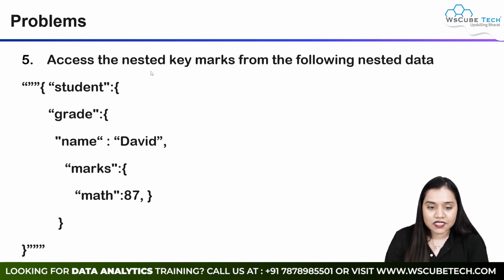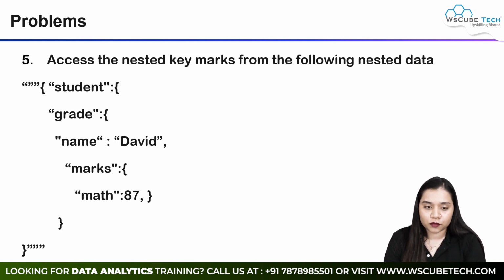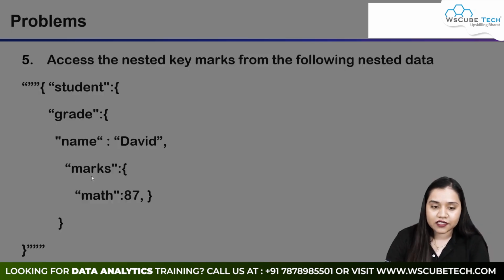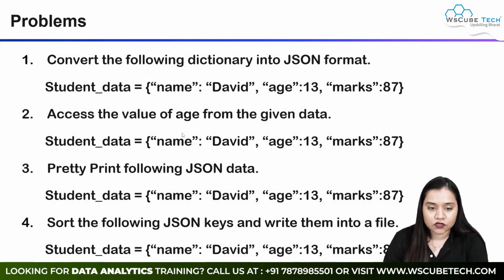Next, we have to access the nested key marks from the following nested data. We have a key called marks over here, and we need to access it. How we'll be doing that, we'll be seeing in the solution of this problem. So let's get started and solve all these questions one by one.